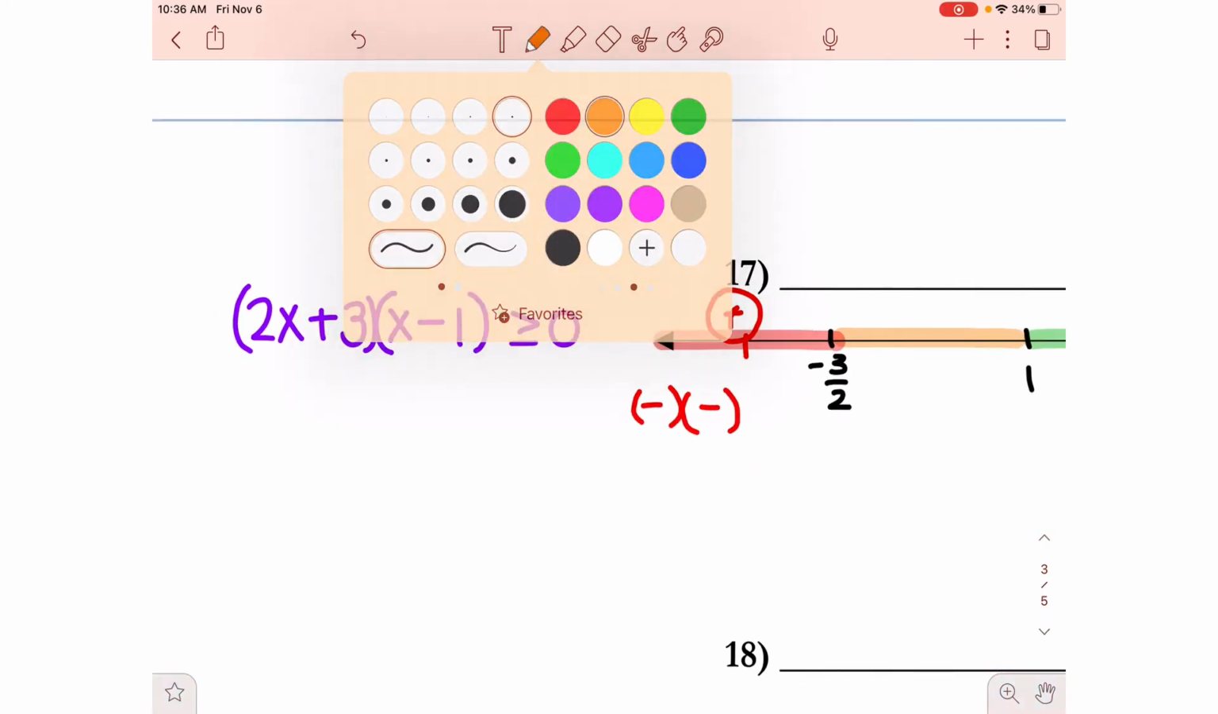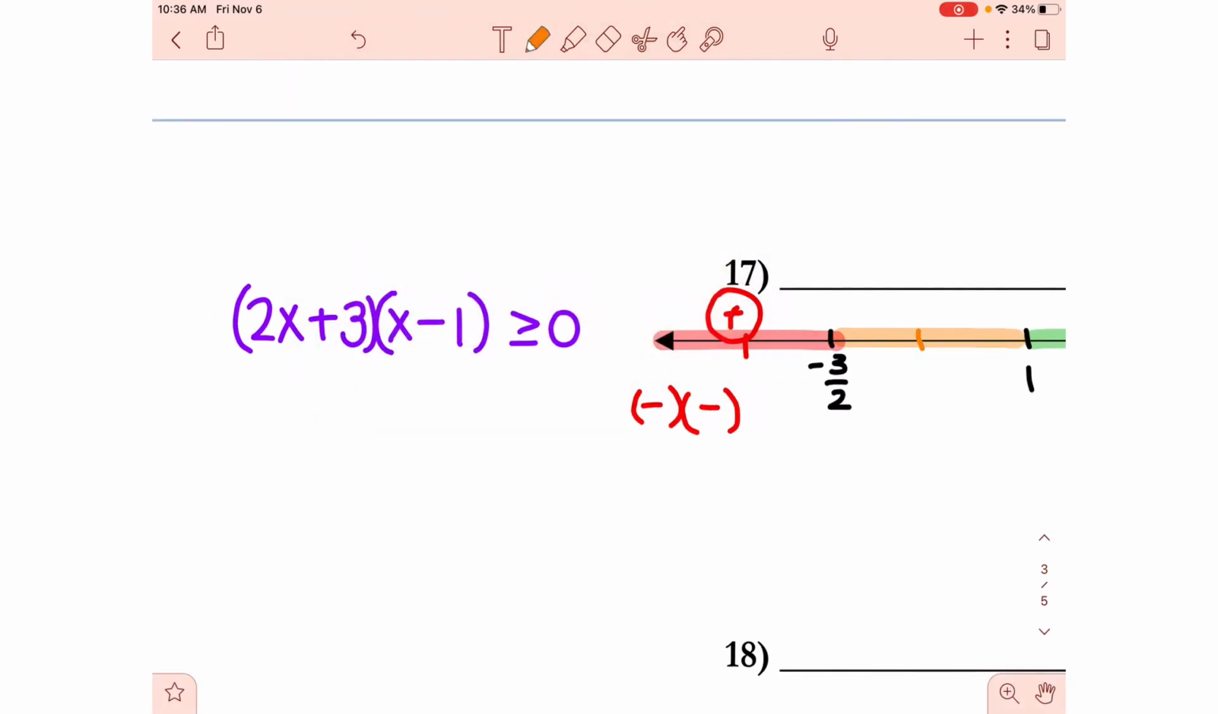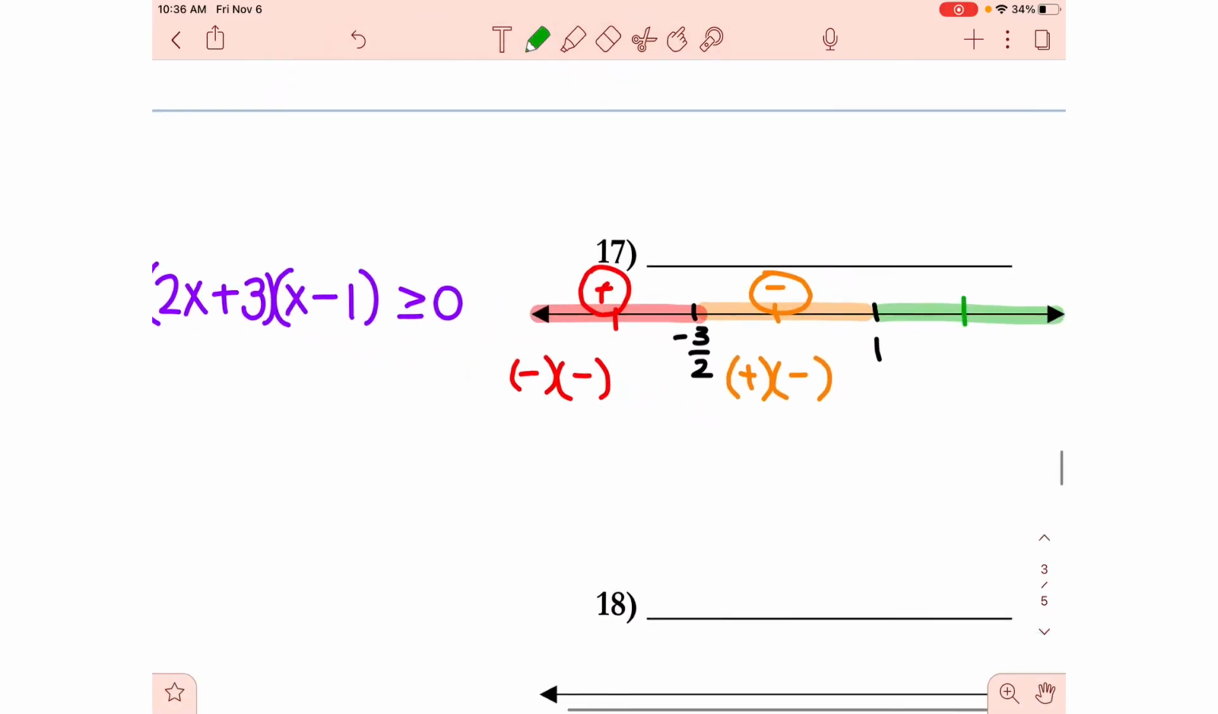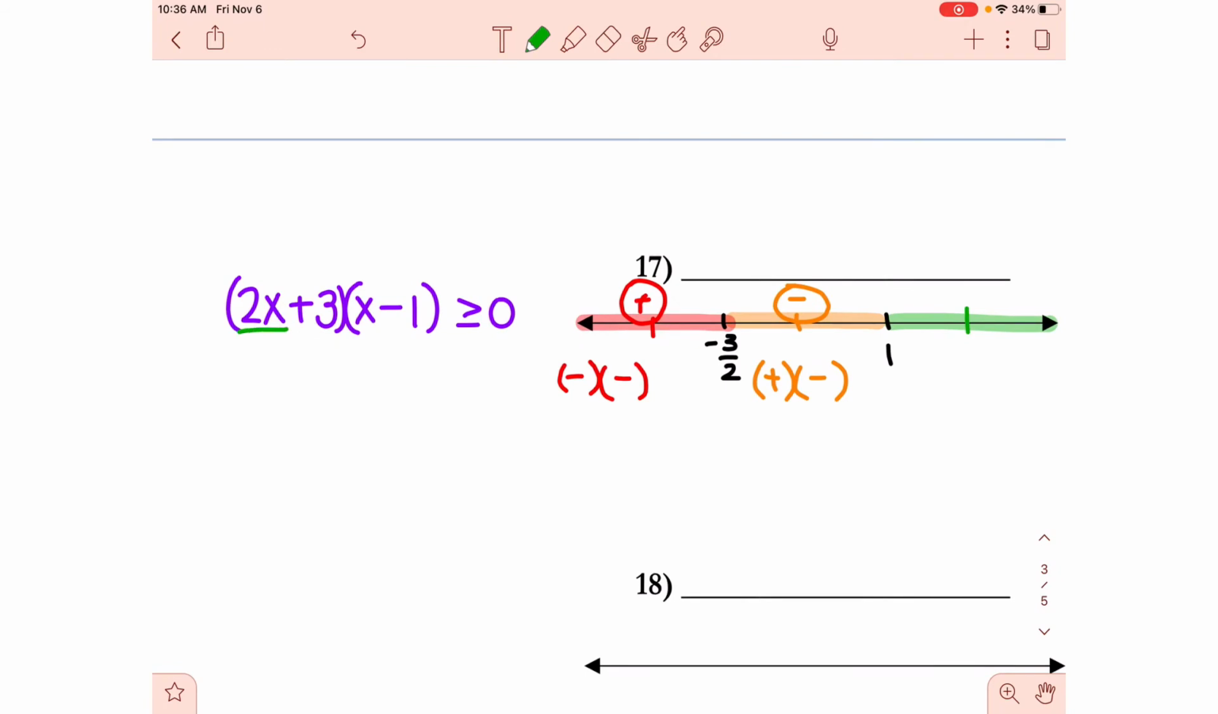I love to pick 0 when I can, so let's pick 0 in between negative 1.5 and positive 1. Plug in 0, so we get positive 3. So a positive number, 0 minus 1 is a negative number, and a positive times a negative is negative. And finally, plug in a number bigger than 1. Let's pick something like 10. So that's going to be 20 plus 3, which is positive. And 10 minus 1 is positive, and a positive times a positive is, of course, positive.